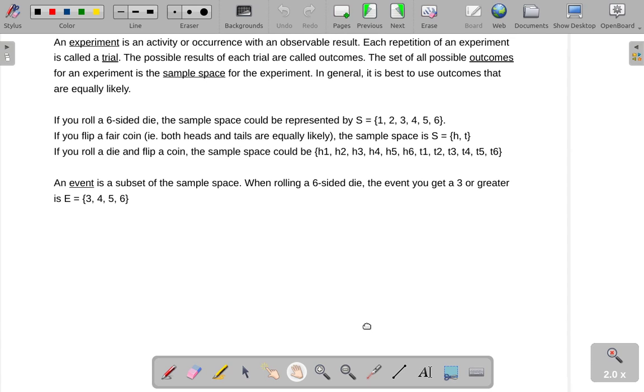I'm going to start 7.3 with a little bit of vocabulary. It's not terribly important that you have a great mastery of this vocabulary, but I'm going to be using it, so it's helpful if you kind of know what these words mean when I say them.